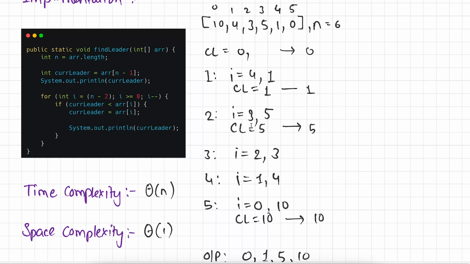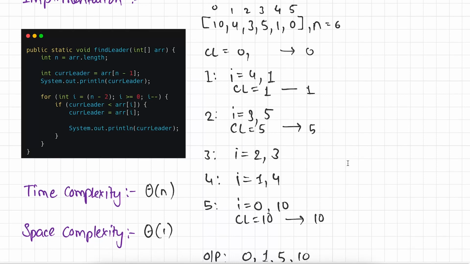In each iteration we are checking if our current leader is less than or equal to the new element or not. If we found any number that is greater than the current leader, then we have to update our current leader, because the previous current leader is no more the current leader now, because we found a number that is greater than the current leader. And then we simply print it on the screen.